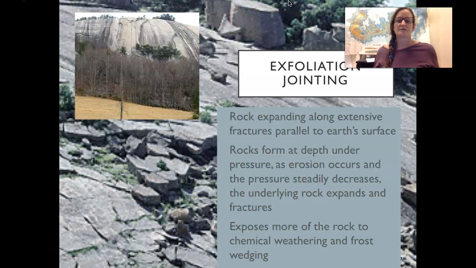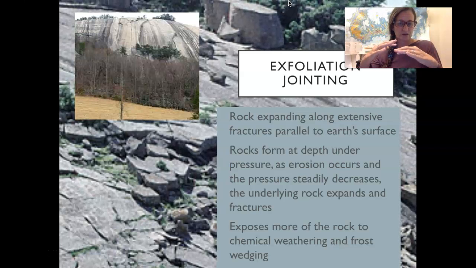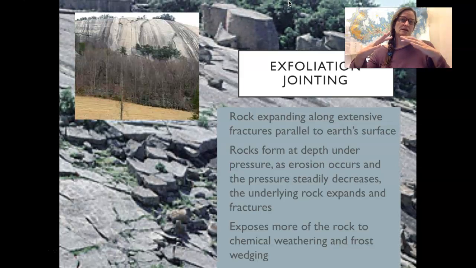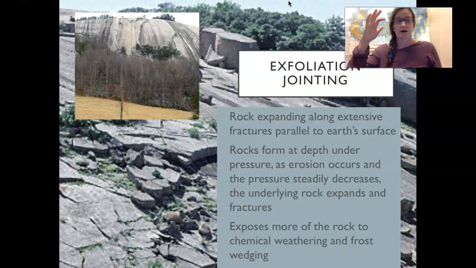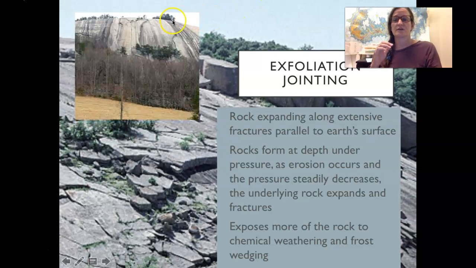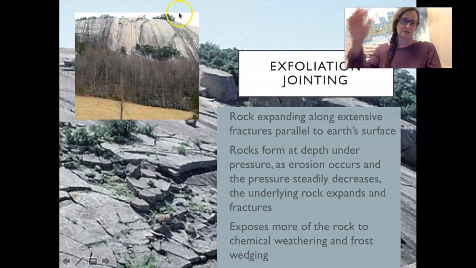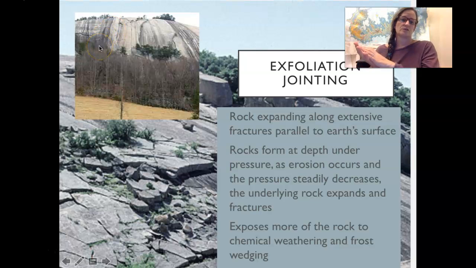Exfoliation jointing happens when a rock forms at depth under pressure, and then the overburden, the rock above it, weathers away, and when the pressure comes off that rock, it pops. It cracks because it's no longer being held down by the pressure of the overriding rock. So the surface is usually going to be rounded and kind of mimic the shape of the earth. So the rock will break off kind of in these rounded sheets.